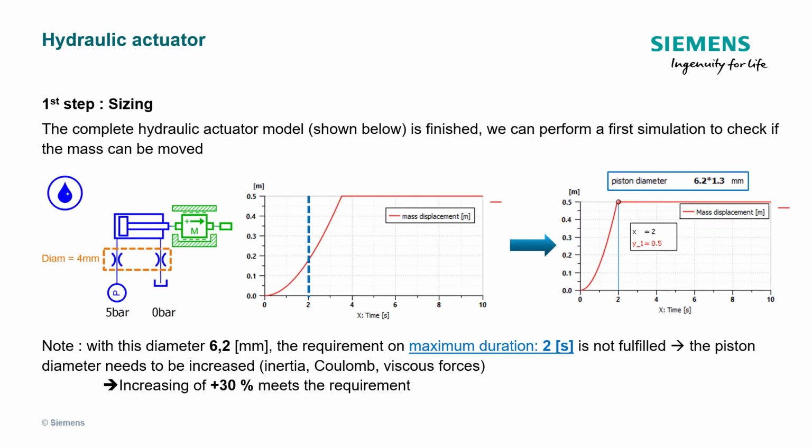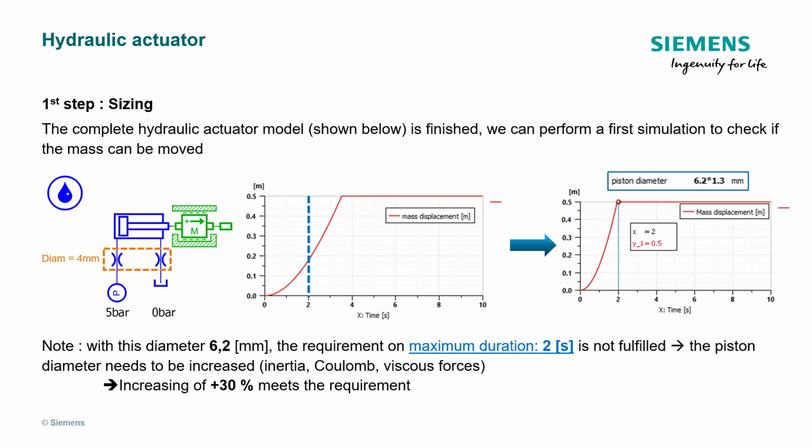Then we can create a small circuit model with hydraulic cylinder, translational mass, pressure source, and tank. Also, don't forget the orifices with diameter of 4 mm. They're used at inlet and outlet ports of hydraulic cylinder. After a simulation run, from the results shown in the middle figure, the mass can reach 0.5 meters around 3.5 seconds. But it didn't fulfill the maximum duration of 2 seconds.